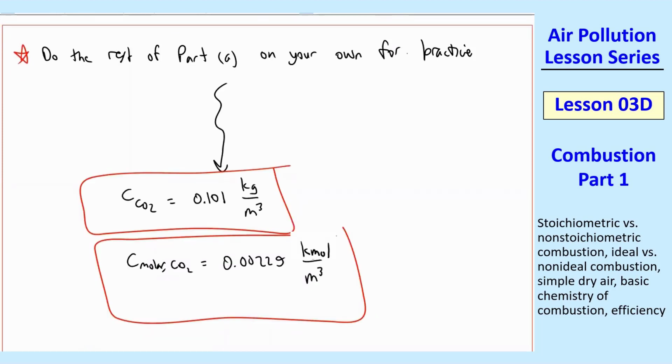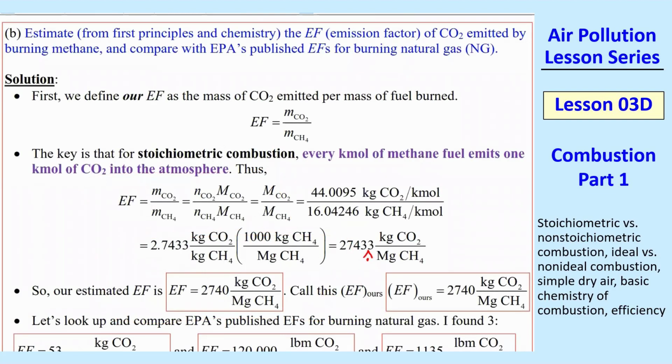By the way, this squiggly line arrow here, when you see that, that means there's lots of algebra that I left out. But here are the answers to 3 significant digits: the mass concentration and the molar concentration of the CO2 in the exhaust. Now let's look at part B.